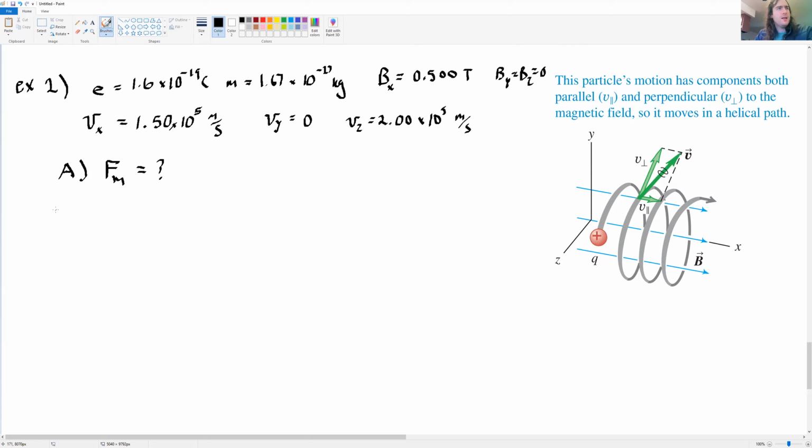Included in part A here in the question, let me go ahead and break it down into another part though. So B is what is the acceleration on that charged particle. And then C, I want to find the radius of that helix.